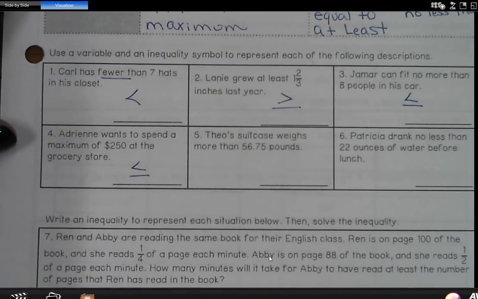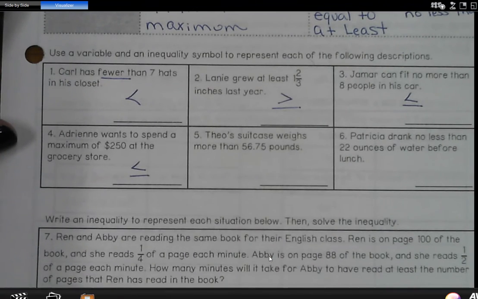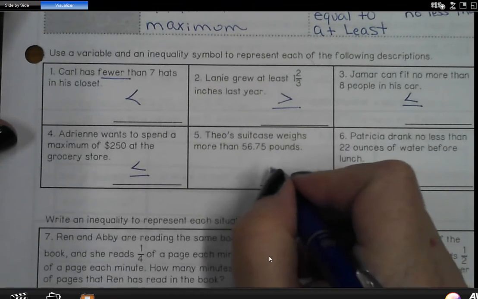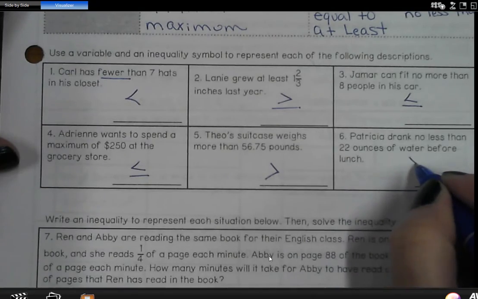Theo's suitcase weighs more than $56.75. Greater than? Yes. And then Patrick drank no less than 22 ounces of water before lunch. Greater than or equal to.